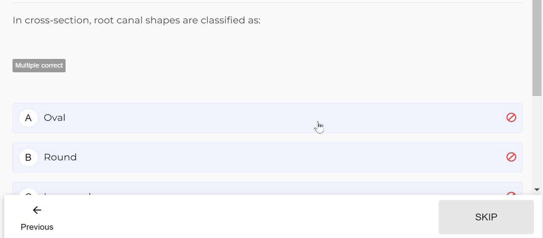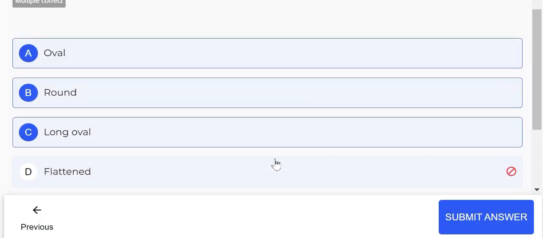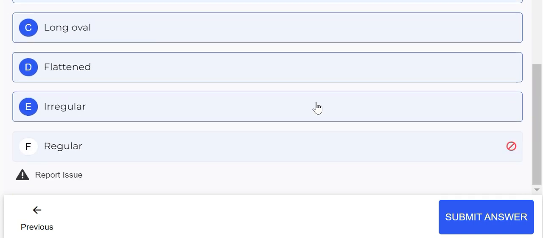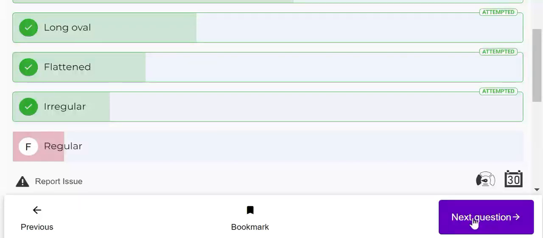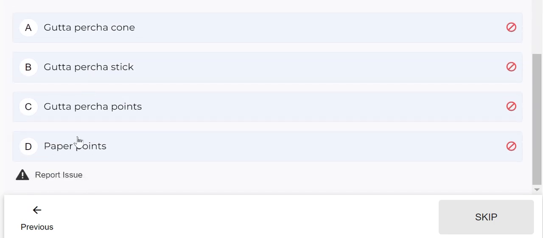In cross section, root canal shapes are classified as oval, round, long oval, flattened, irregular. All of these shapes can be, but there cannot be a regular one. Identify the equipment present in the collar plate. These are paper points.